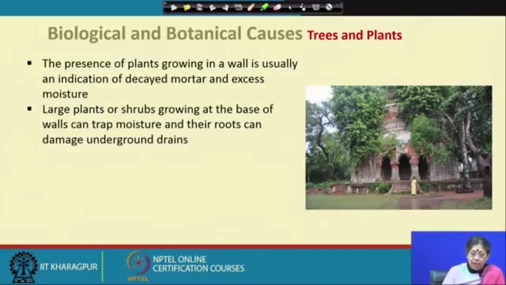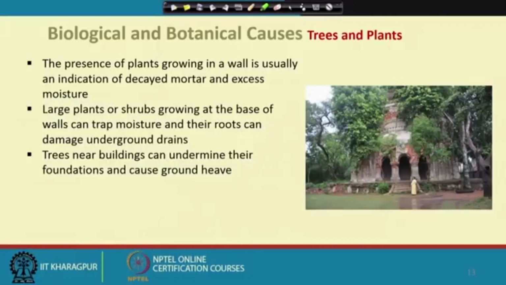Large plants or shrubs growing at the base of the walls can also be very dangerous, because it traps the moisture and the roots can damage the underground drain. Sometimes the roots go so deep underneath that they block the drains, and they sometimes cause cracks to the foundation. These are the things which have to be understood before taking any measure.